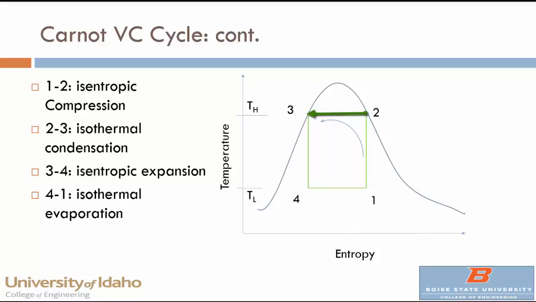And then from 2 to 3, we go through a condensation process. So we go from pure vapor to pure liquid, but we do it without changing the temperature. So it's isothermal condensation. And then from 3 to 4, we expand from a higher pressure to a lower pressure.